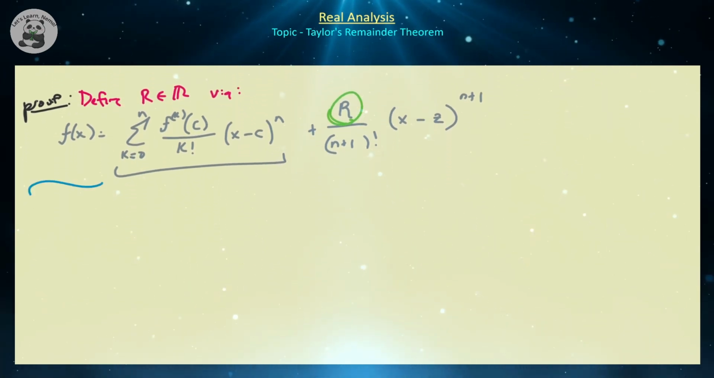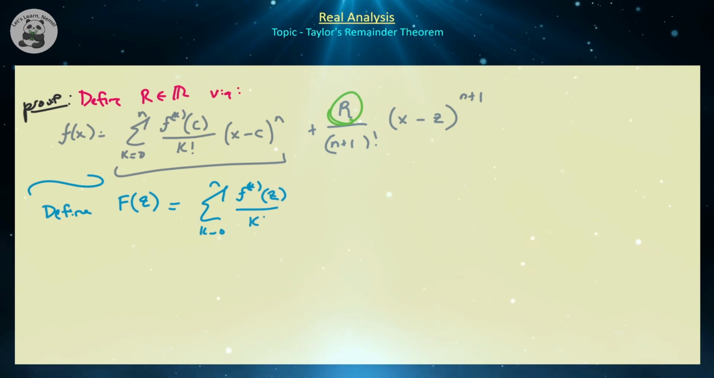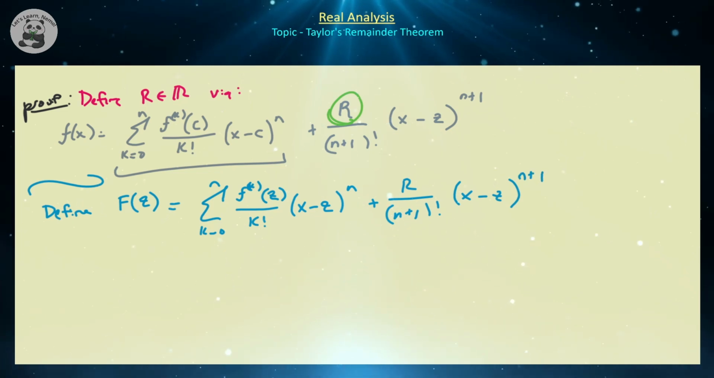So we're going to define a couple of functions. Firstly, we define capital F of z. Similar to little f, it's going to be the sum from k equals 0 to n of the kth derivative evaluated at z, all over k factorial, times x minus z to the power of k, plus r all over (n+1) factorial times x minus z to the n plus 1. So the only difference here is I'm just replacing c with z.